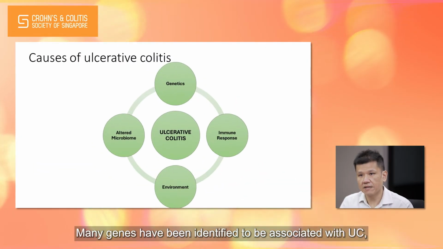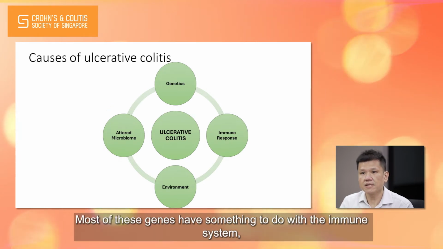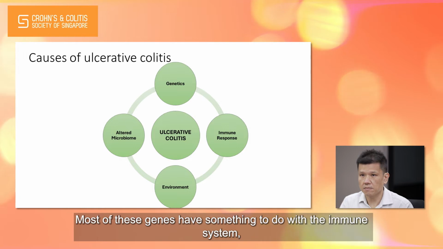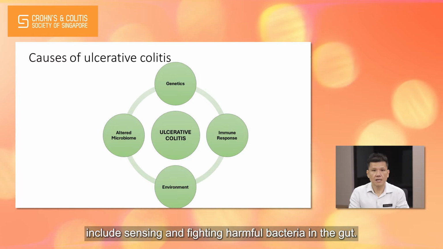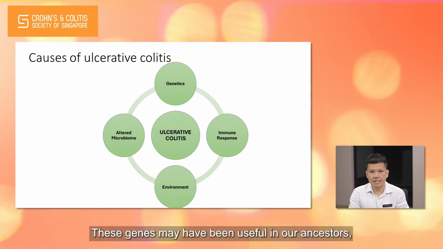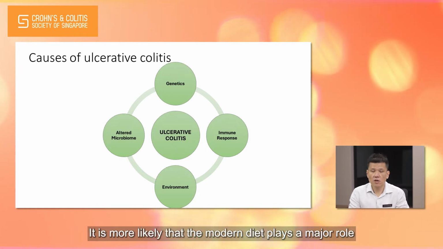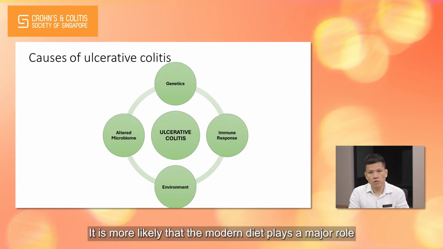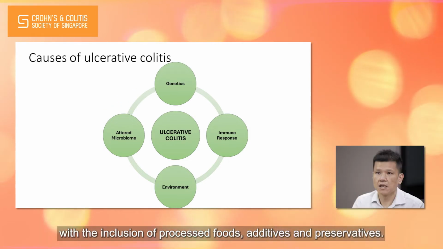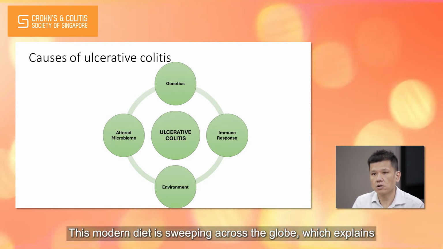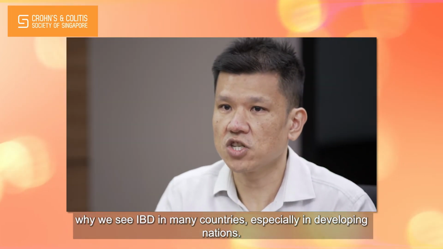Many genes have been identified to be associated with UC, but most may not be causal. Most of these genes have something to do with the immune system, whose functions include sensing and fighting harmful bacteria in the gut. These genes may have been useful in our ancestors, but not in us, because we currently live in hygienic conditions. It is more likely that the modern diet plays a major role, with the inclusion of processed foods, additives, and preservatives. This modern diet is sweeping across the globe, which explains why we see IBD in many countries, especially in developing nations.